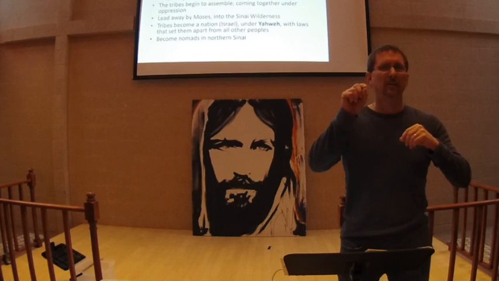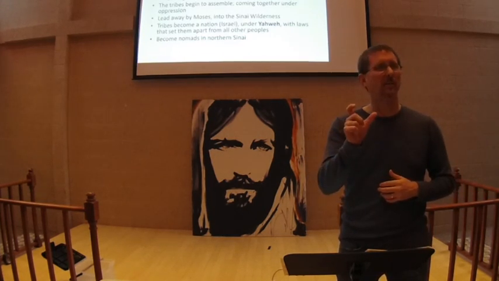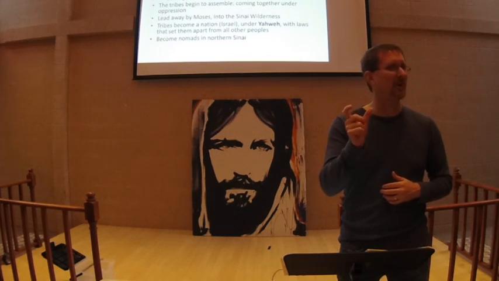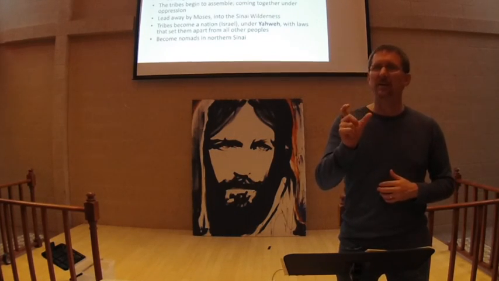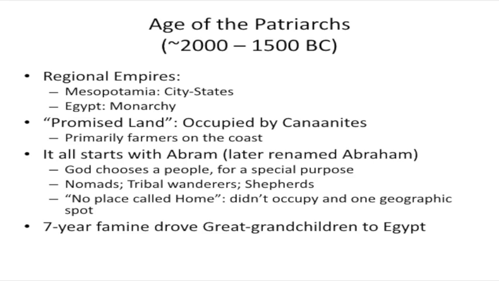Jacob, eventually, and you'll see it used interchangeably in the Old Testament. The name Jacob and the name Israel are interchanged. So Jacob becomes Israel, meaning the nation of it. This is how the nation becomes a nation. So he becomes Israel, and his sons become the tribes of Israel.